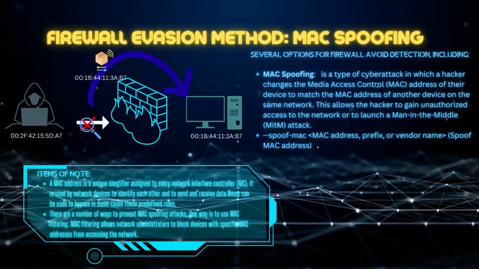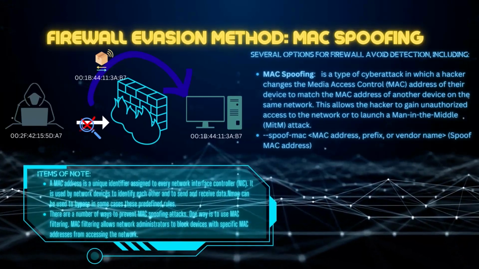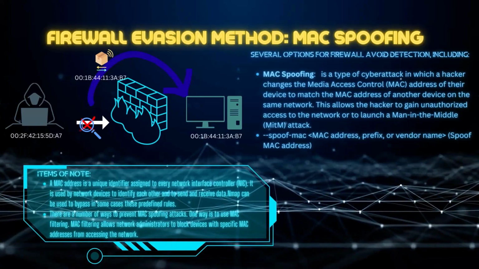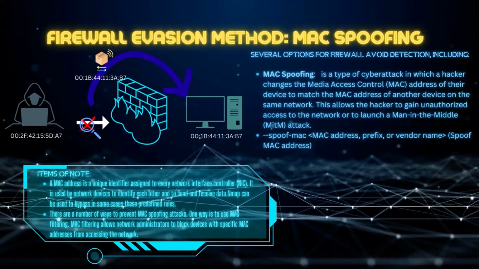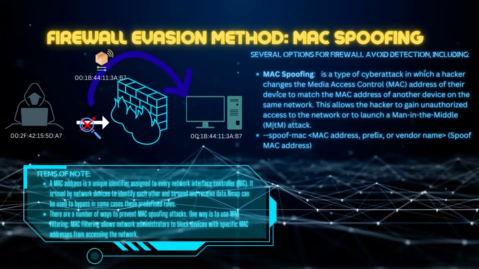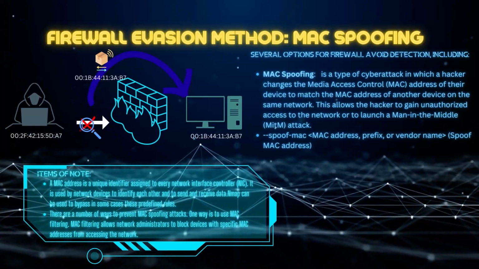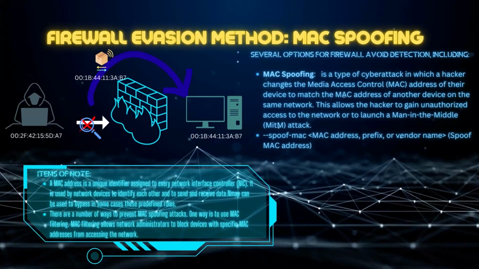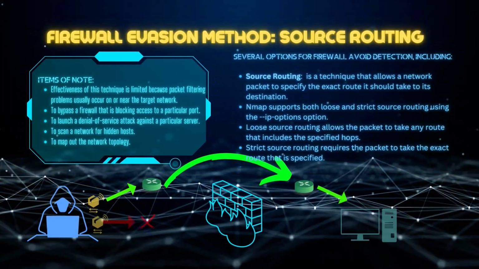Nmap supports MAC address spoofing with the --spoof-mac option, which can take several forms, including a completely random MAC address, a string of even hex digits, a vendor name, or a mix of hex digits and vendor names. This option is only effective for raw packet scans, such as SYN scan or OS detection, and does not affect connection-oriented features such as version detection or the Nmap scripting engine. Even when MAC address spoofing isn't necessary for network access, it can be used for deception. A third method is source routing.